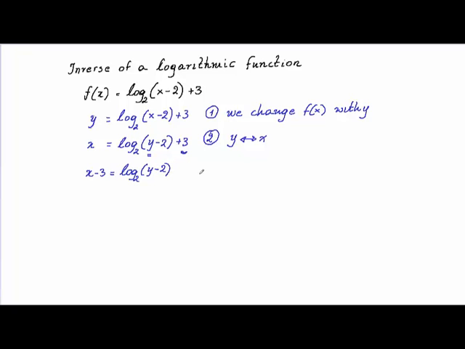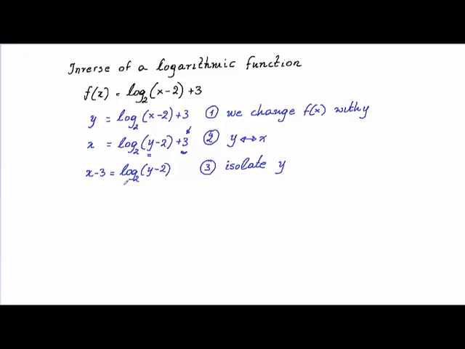Remember, our goal after step 3 is to isolate the y. In order to do that, we need to perform all the operations in the order of PEMDAS. So the first thing that we need to do is get rid of the 3 from the right side of the equation in order to leave the logarithm by itself. Now we have on one side of the equation just the log, and on the other side we have x minus 3.